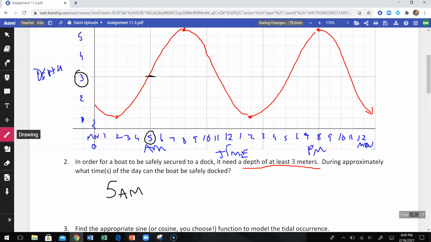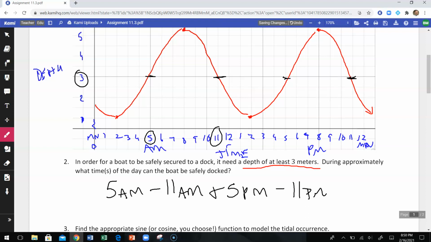So we're going to say 5 a.m. to 11 a.m., because we see at 11, again, we're hitting 3 meters. And then around 5 p.m. to around 11 p.m. we have the same thing going on. So from 5 to 11, both in the morning and at night, the boat could be safely docked. We'll have a depth of above 3 meters at that point.